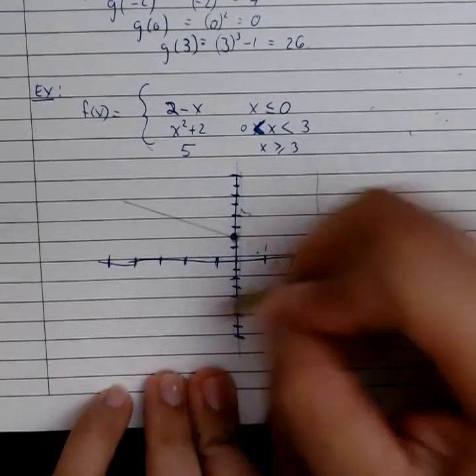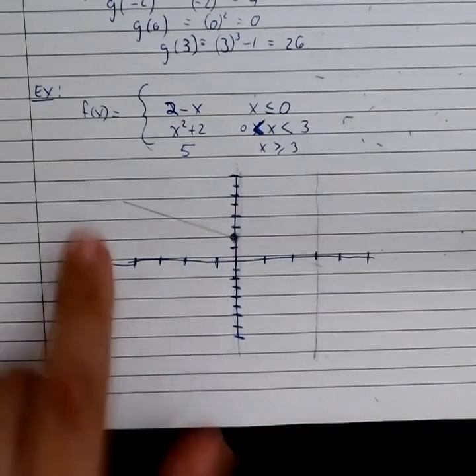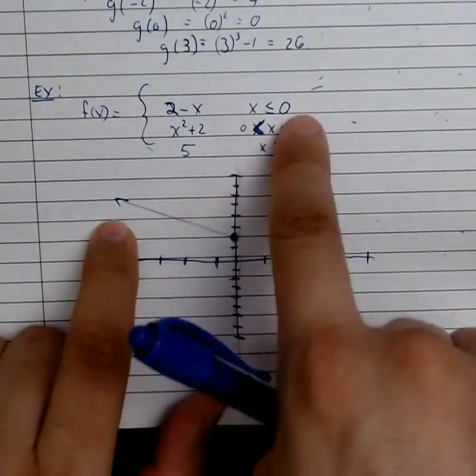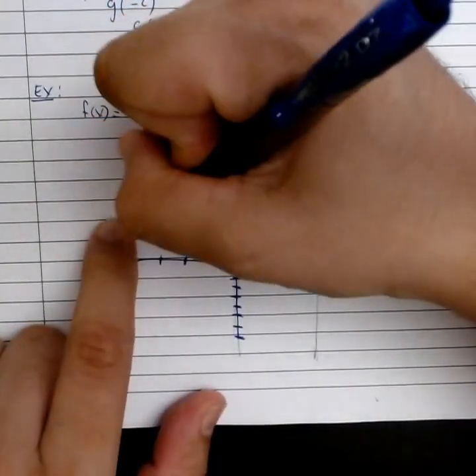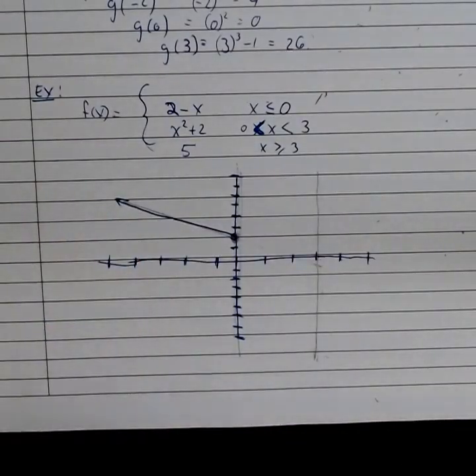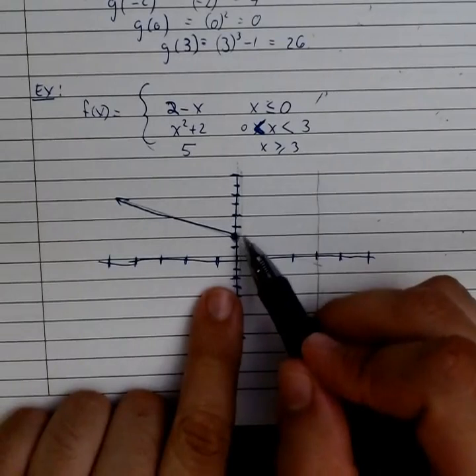All right, there we go. So this line keeps on going to the left, but to the right, it only goes as far as the y-axis. It only goes as far as 0. Okay, so what happens after 0?